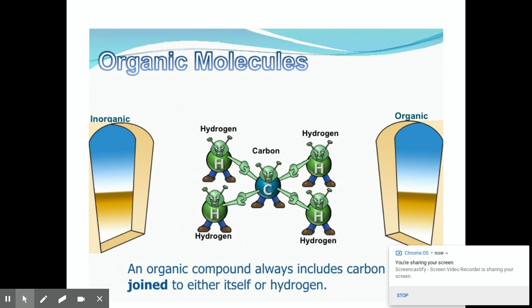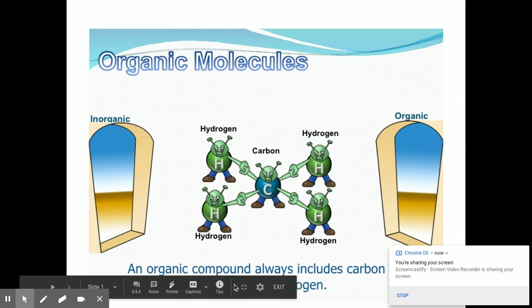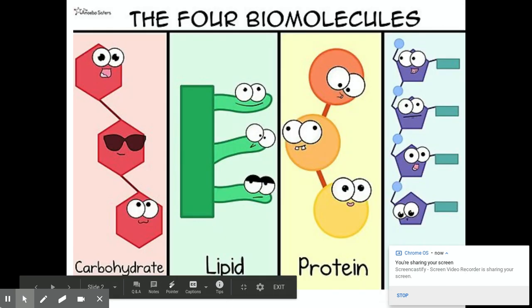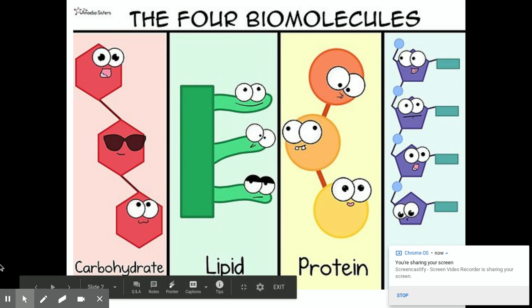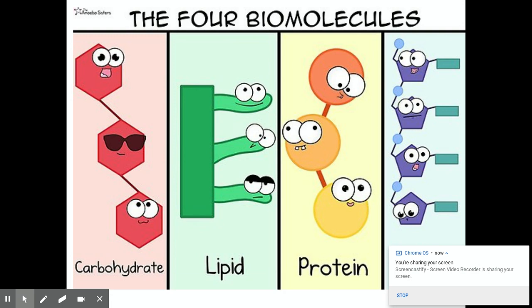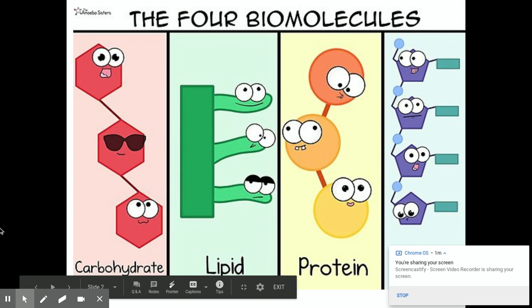Now, of course, we're in biology. We're interested in talking about the organic molecules that are in living things, and we refer to these as biomolecules. So these are organic molecules. They all contain carbon and hydrogen. And there are only 4 biomolecules. There's lots of different types of these biomolecules, but only 4 separate different ones: carbohydrates, lipids, proteins, and nucleic acids.